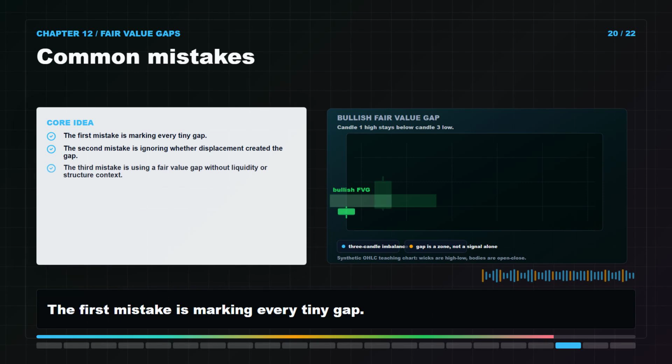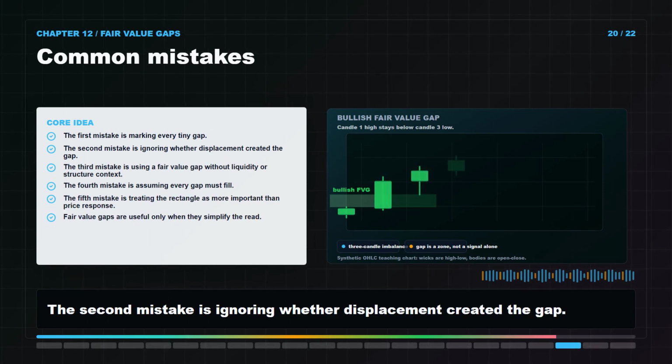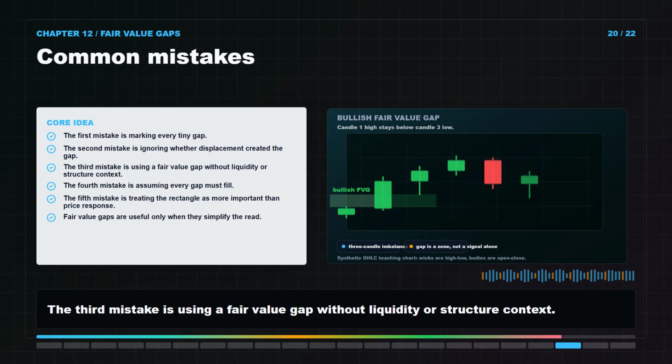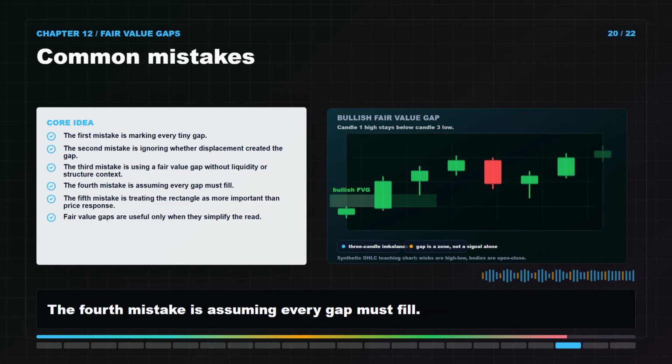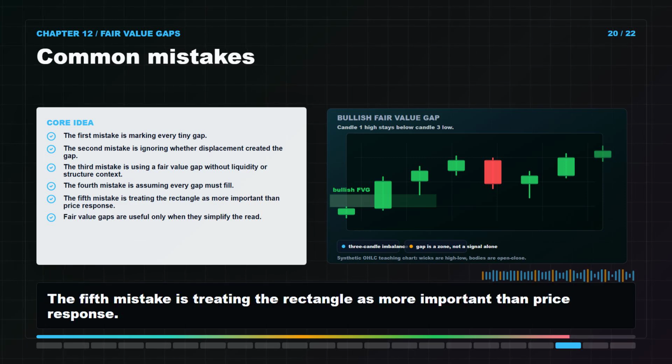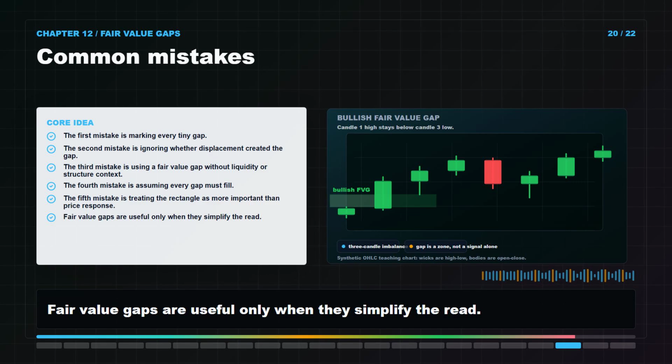The first mistake is marking every tiny gap. The second mistake is ignoring whether displacement created the gap. The third mistake is using a fair value gap without liquidity or structure context. The fourth mistake is assuming every gap must fill. The fifth mistake is treating the rectangle as more important than price response. Fair value gaps are useful only when they simplify the read.